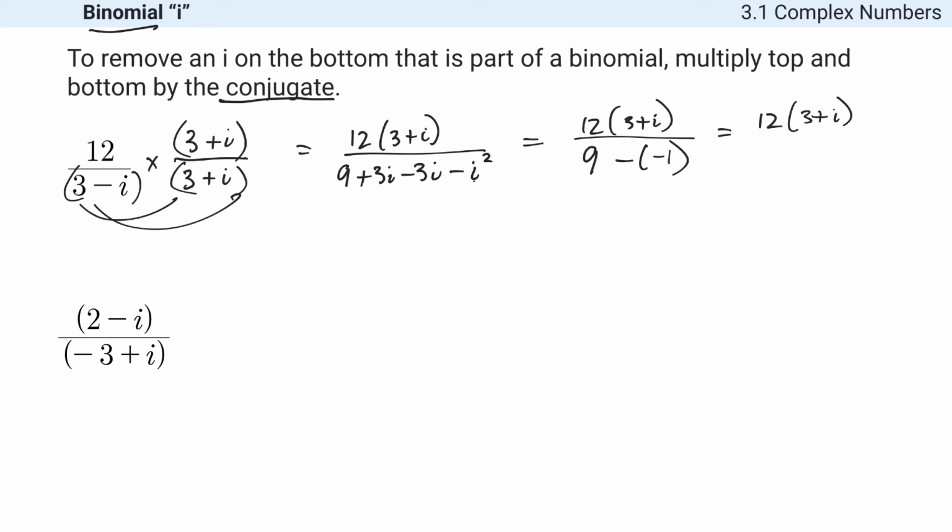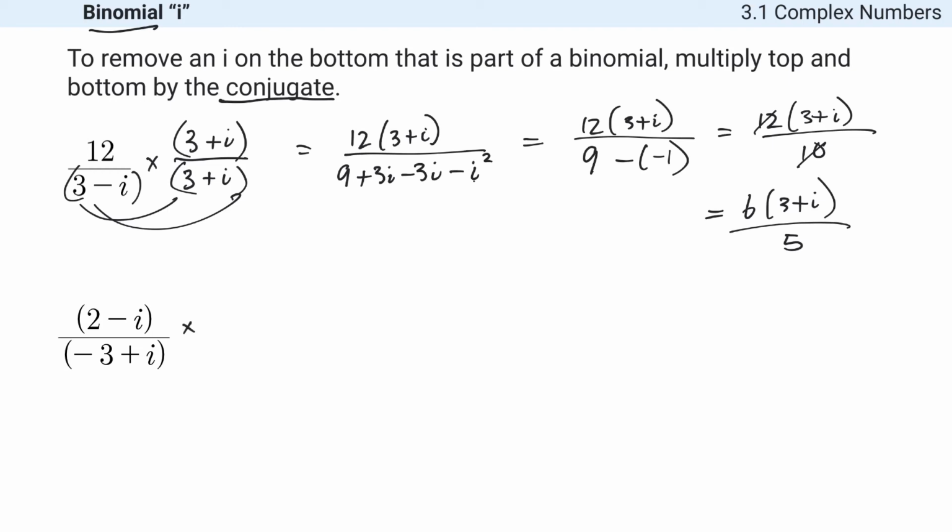So it'll be 12 times 3 plus i over 10. And then I can simplify the 12 and the 10 just as a final thing. I can divide 2 into both of those. So that'll be 6 times 3 plus i all over 5. Okay, here's another one. Maybe press pause and then press play once you figure this one out.